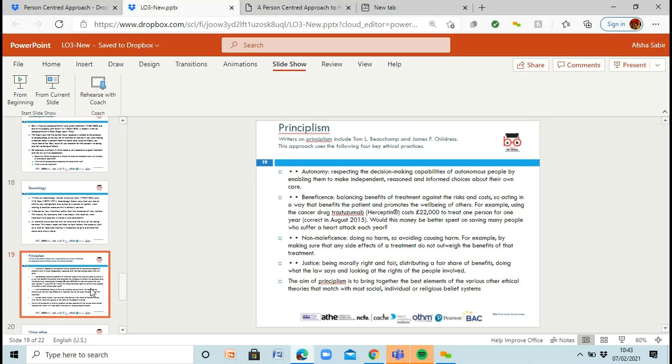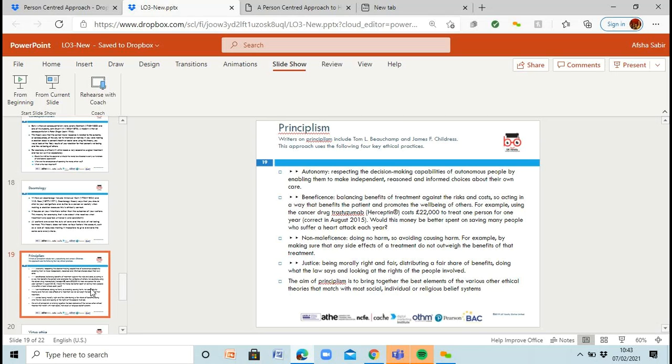Beneficence, where they're balancing the benefits of treatment against the risks. So you're acting in a way that benefits the patient and promotes the well-being of others. So if you've got a certain cancer drug that costs £22,000 to treat one person for 1 year, would this money be better spent on saving a lot of people who might have a heart attack each year? So what is the benefit? You've got to balance the benefits of that treatment.